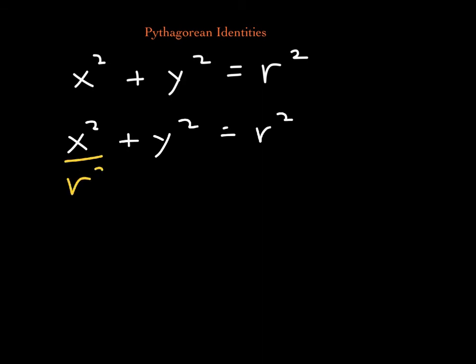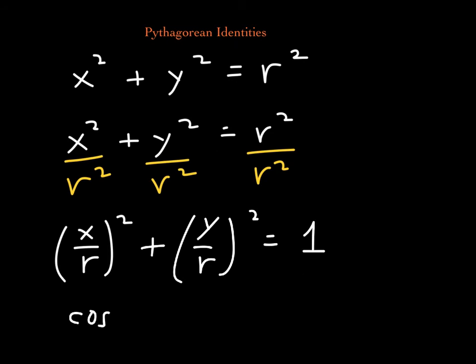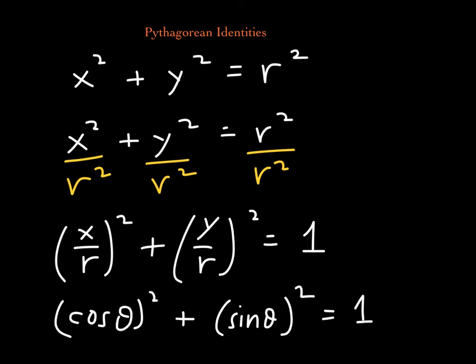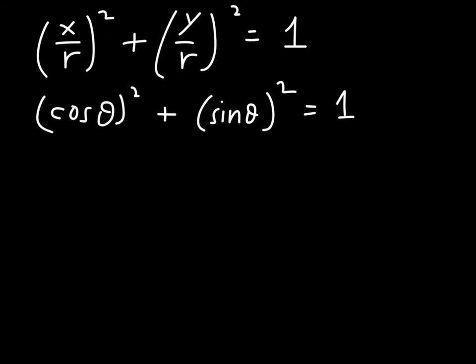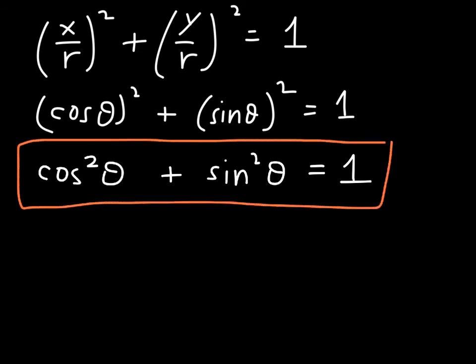Divide by r squared, divide by r squared, divide by r squared. So this would lead us to x over r, quantity squared, by the properties of exponents. And then the next one would be y over r, quantity squared, is equal to 1. X over r is defined to be cosine of theta, squared, plus sine of theta, because that's what y over r is, quantity squared, is equal to 1. Notationally, cosine of theta quantity squared is the same thing as cosine squared of theta, plus sine squared of theta. Now this, ladies and gentlemen, is your main Pythagorean identity. Please jot it down. Please highlight it.